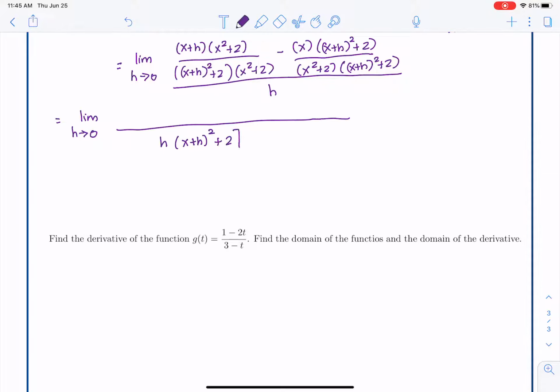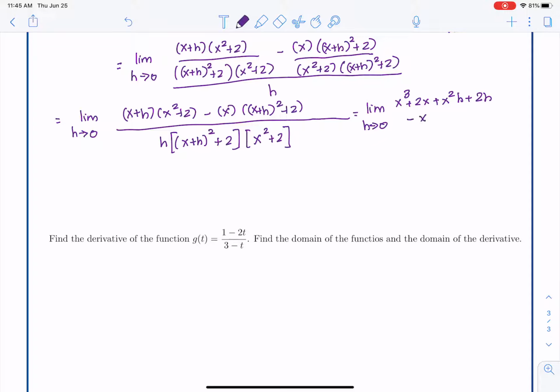So we have x plus h squared times x squared plus 2. And the numerator is x plus h times x squared plus 2 minus x times x plus h squared plus 2. I am going to expand and simplify. So I have x cubed plus 2x plus x squared h plus 2h minus x times expand x plus h squared, FOIL, I'll get x squared plus 2xh plus h squared, and I have a 2. And divide the entire thing by h times x plus h squared plus 2 times x squared plus 2.